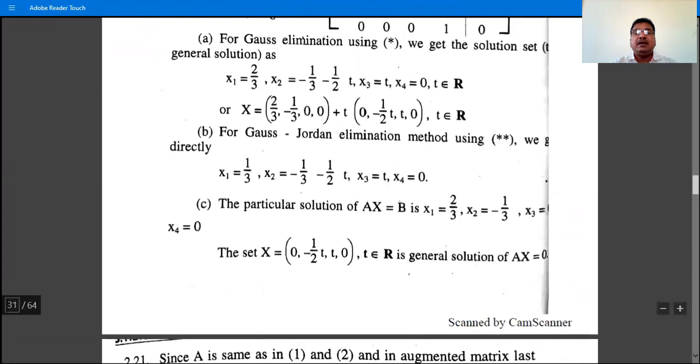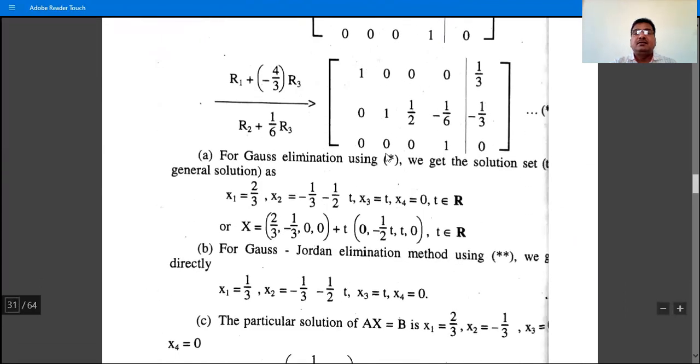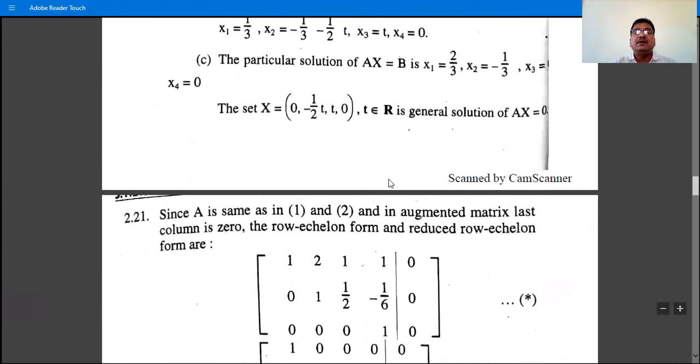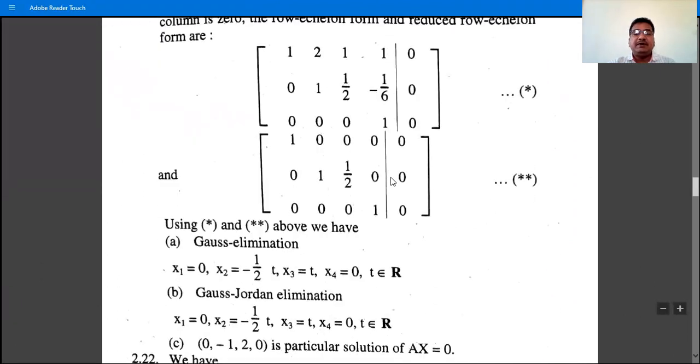If we observe the rank of A and the rank of AB in these problems, the rank of A and the rank of AB are both equal, and it is strictly less than the number of variables. That's why we have infinitely many solutions.